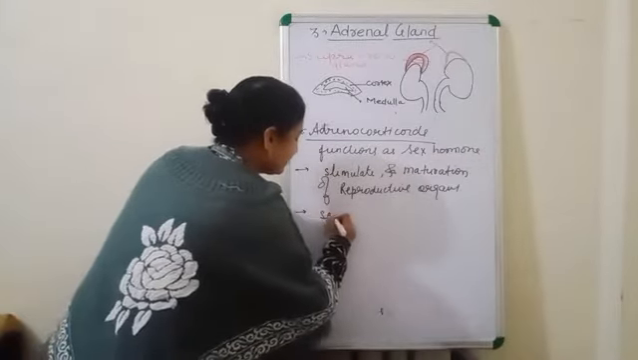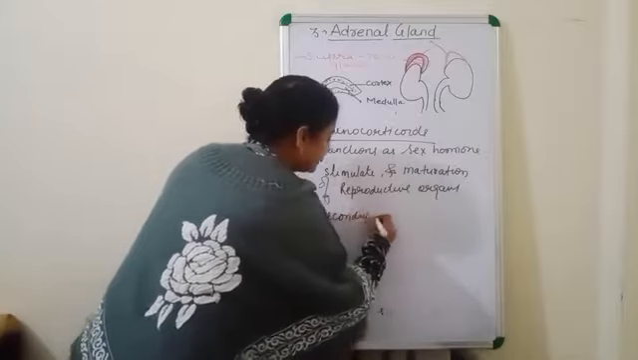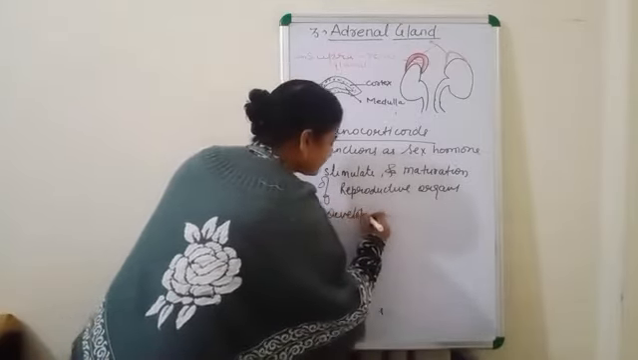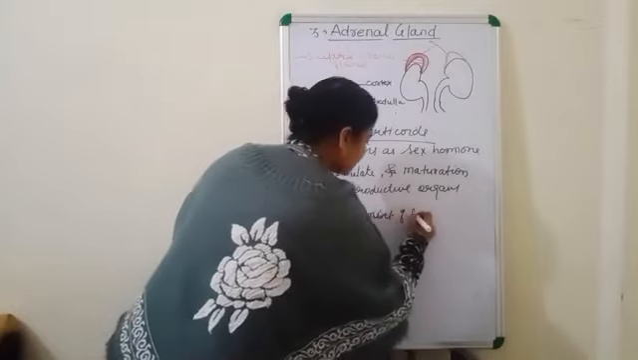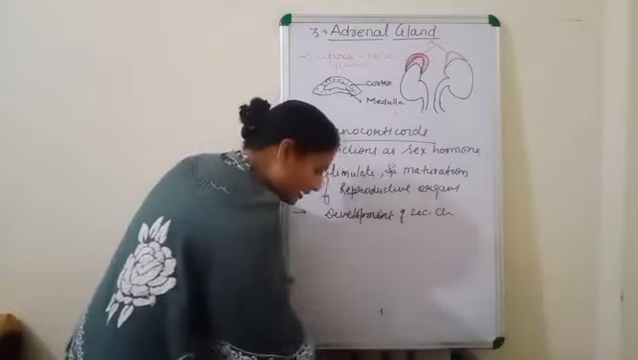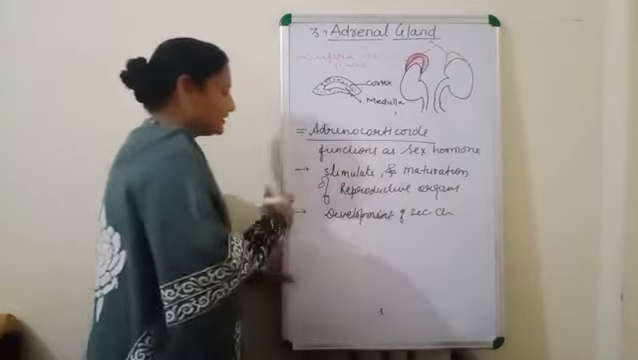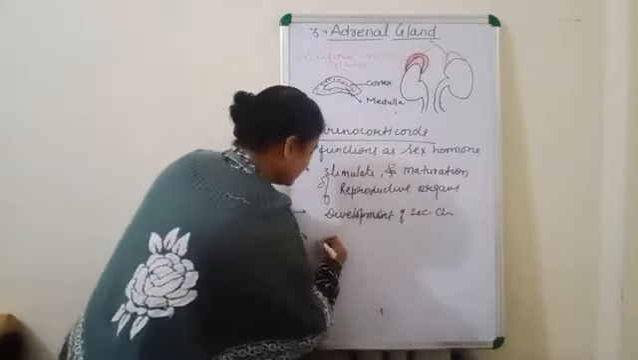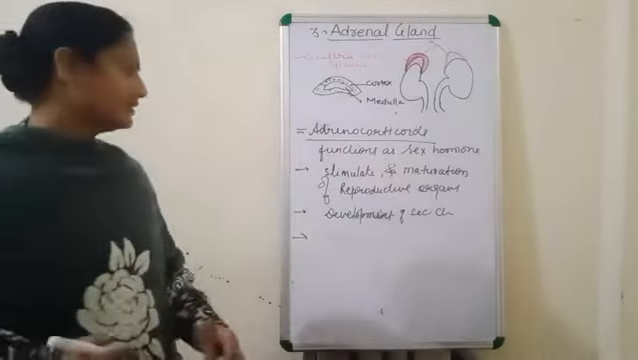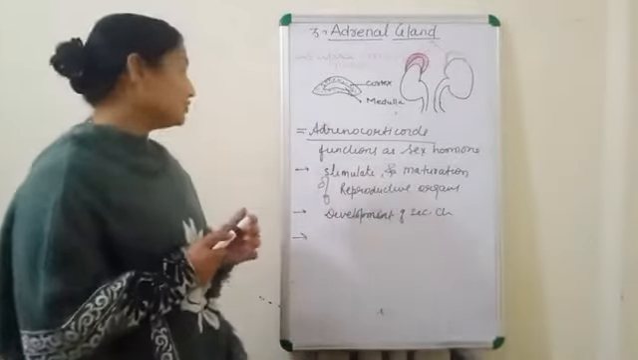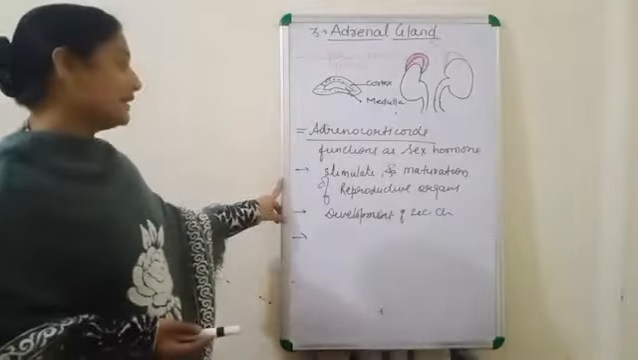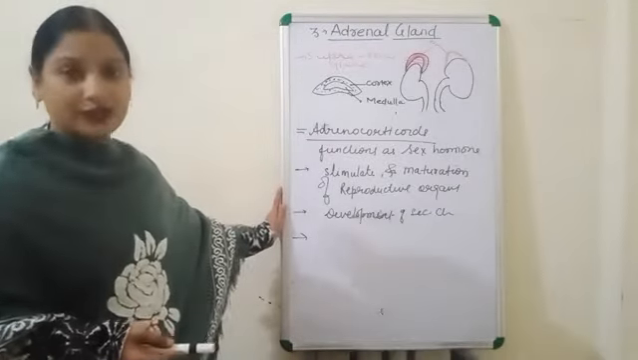It also helps in the development of secondary characters. Now see children, what does it do? It functions as a sex hormone. It is used to stimulate the development and maturation of the reproductive organs.